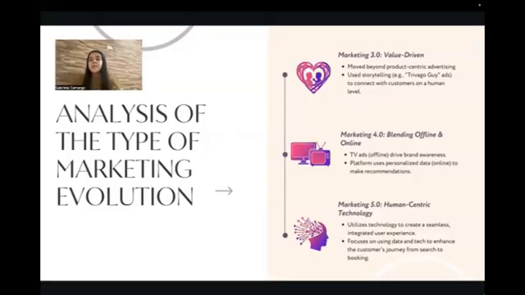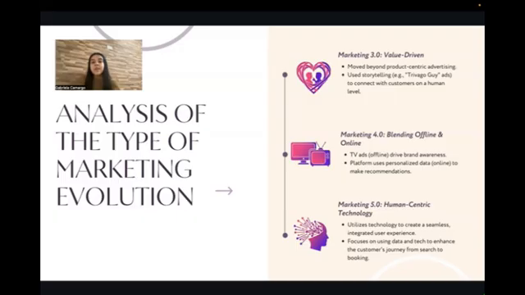Analysis of the type of marketing evolution. Finally, let's consider where Trivago's marketing fits into the modern landscape. Trivago has moved well beyond the product-focused Marketing 1.0. Its famous TV ads with the Trivago Guy were a form of storytelling, building a brand and emotional connection with the audience, which are hallmarks of Marketing 3.0.